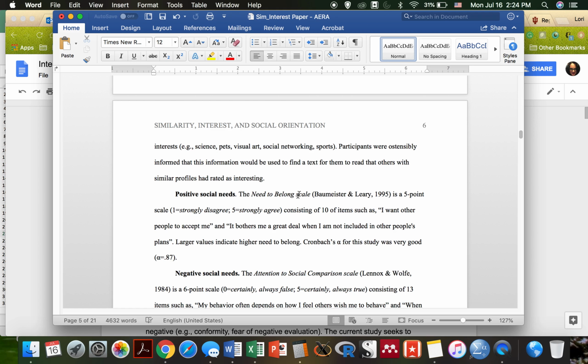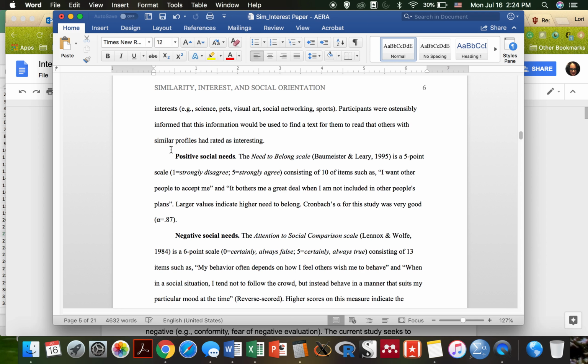Like I say, the need to belong scale is a 5-point scale. 1 is strongly disagree, 5 is strongly agree. And there were 10 items. But you guys are going to have 1 question. So procrastination was a 1 item scale from 0 to 10 or whatever it was on the survey. But the person needs to know exactly how you measured this particular construct, which is procrastination.